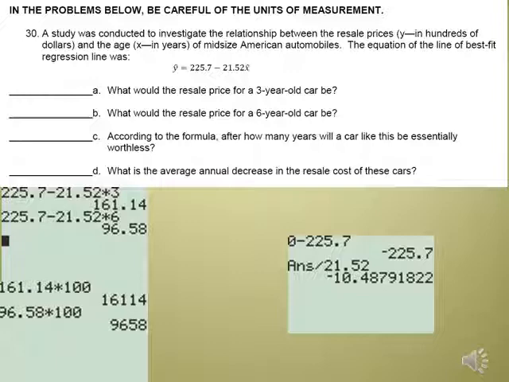The third question says, when will the car be worthless? Well, worthless would mean it's worth $0. So what you can do is plug in 0 for Y. And if you do end up solving that, here I actually divided by a positive number, which is why my answer technically shows a negative. But what you would end up getting is about 10.5 years.